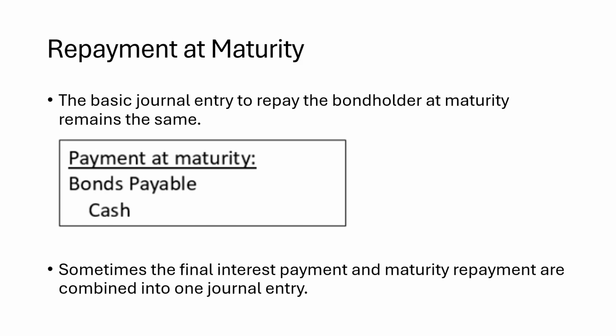Then we get to the easy part, which is the repayment at maturity. Because bonds payable always equals the face amount, all we have to do for our very basic journal entry to record the repayment at maturity is debit bonds payable for the face value and credit cash for the face value. Because regardless of what the bond sold for, what will be repaid to the bondholder at maturity is only the face value.